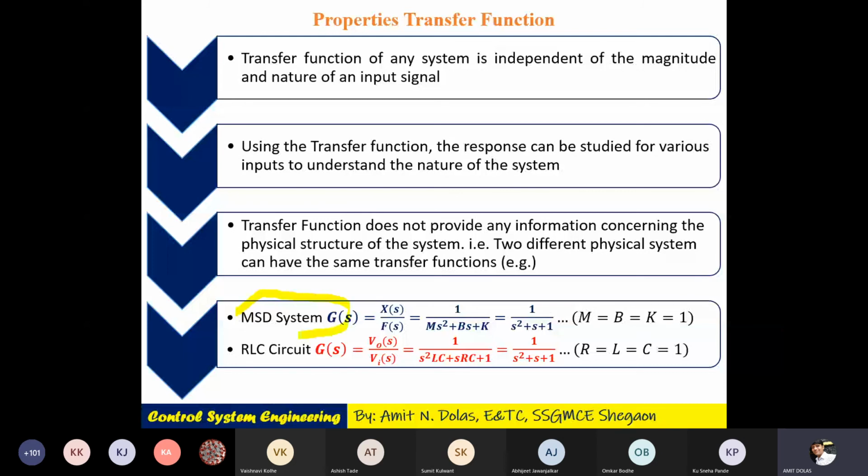I have a mechanical system that is mass spring damper. I have an electrical system that is resistance, inductor and capacitor, RLC. I have both the transfer functions here, and by putting the values, the given mechanical system and the electrical system have a similar transfer function. That's why I'm saying if somebody gives you the transfer function and asks you the type of the system, you cannot identify, you cannot even guess. It may be mechanical, electrical, maybe electromechanical, anything.